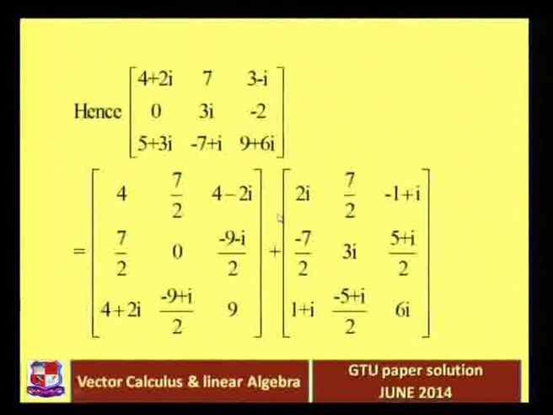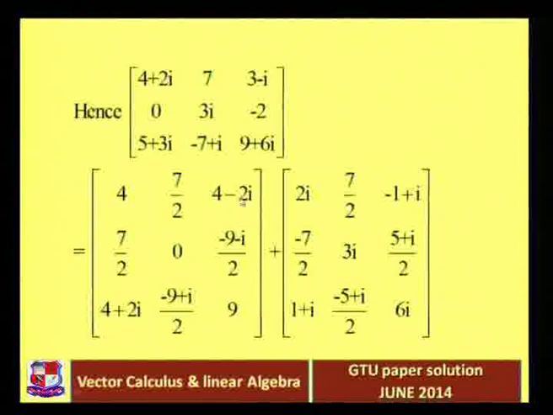How? See, this is our given matrix: 4 plus 2i, 7, 3 minus i, 0, 3i, minus 2, 5 plus 3i, minus 7 plus i, 9 plus 6i. This is our original matrix, and that matrix we can express as a sum of the Hermitian and skew Hermitian matrix. This is the Hermitian matrix, the first matrix, and the second matrix is a skew Hermitian matrix.